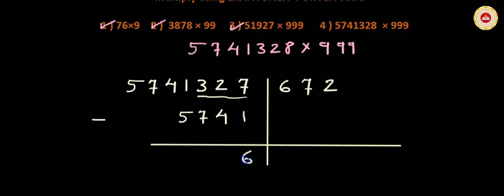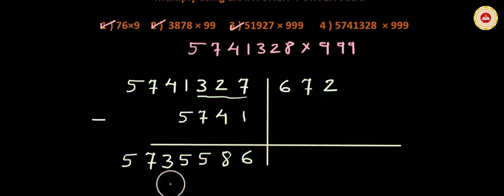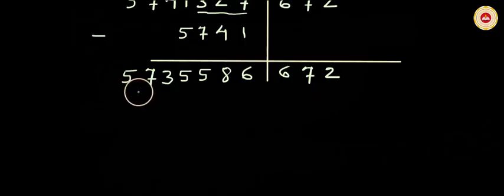7 minus 1, 6. 12 minus 4, 8. 13 minus 8, 5. 11 minus 6, 5. 4 minus 1, 3. And write 7 and 5 as it is. So this is the left part. Write the right part as it is. Write 6, 7 and 2. We have calculated these two parts, left part and right part.